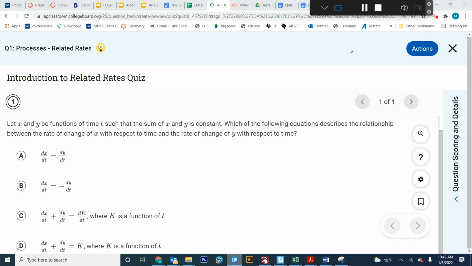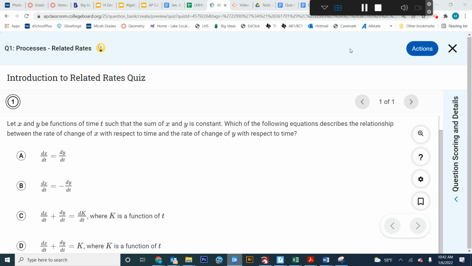How would you write that expression? The sum of x and y is constant. If they're calling the constant, did they call it anything? Okay. The sum of x and y is constant. How would you write that as an expression, an equation? x plus y equals. Okay, sure. Or C. I don't know.